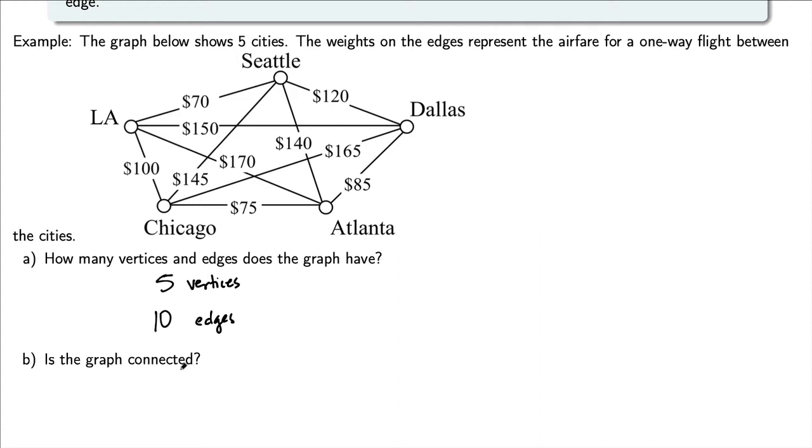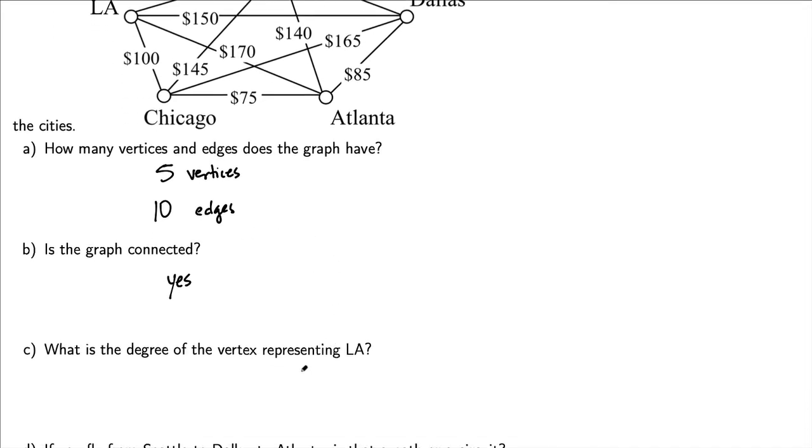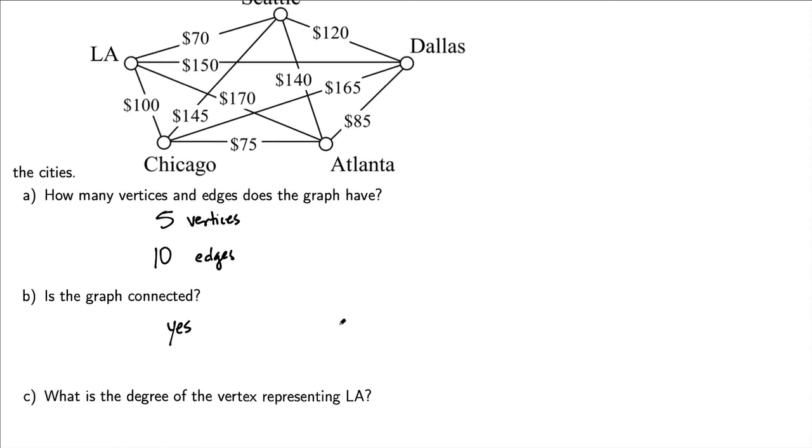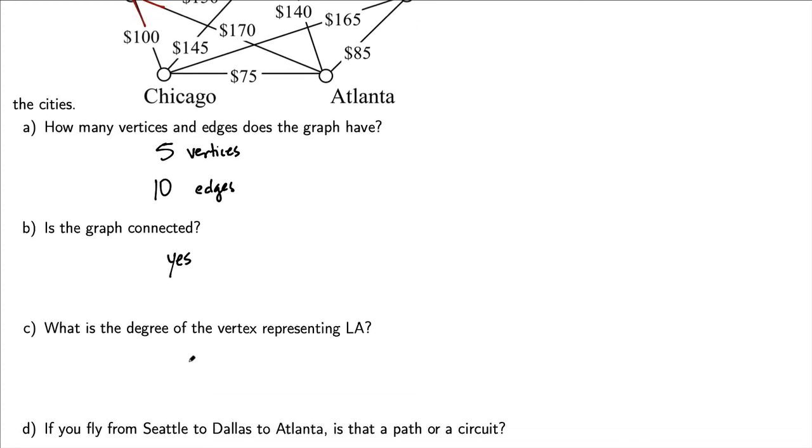Is the graph connected? In other words, is there always a way to get from one city to another? And that is certainly the case here. This is a fully connected graph because it's always possible to get from any city to any other city in one go. Okay, what is the degree of the vertex representing Los Angeles? Well, looking at Los Angeles, we see that we've got a connection there, there, there, and there. That's 4 edges connecting to Los Angeles, so the degree of LA is 4.